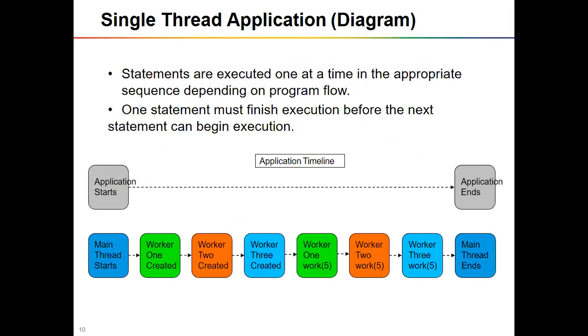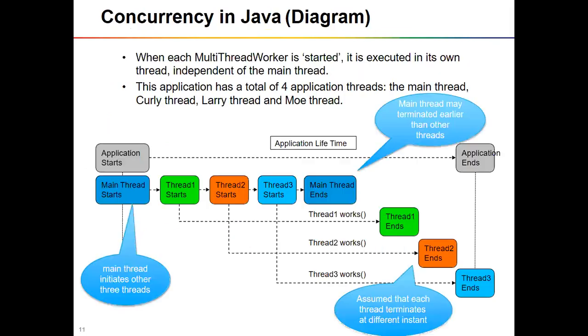This is the diagrammatic representation of a single thread application. Statements are executed one at a time in an appropriate sequence depending on program flow. One statement must finish execution before the next statement can begin execution. And this shows concurrency in Java. When each multithread worker is started, it is executed in its own thread, independent of the main thread. This application has a total of 4 application threads, and all the threads can execute independently.